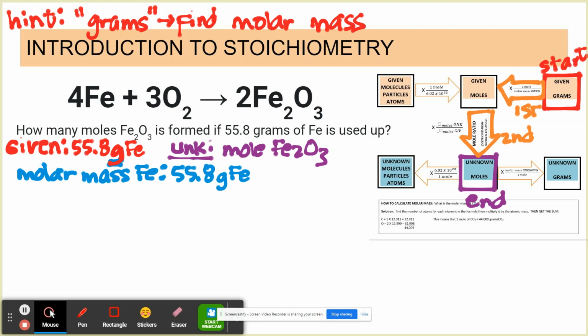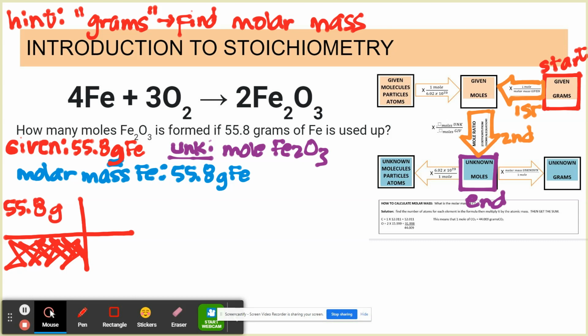So again, the first thing you need to do is draw those boxes in squares. Draw the quadrants. There's nothing in the first bottom box. There's nothing here. And the given goes in the very first top box, which is 55.8 grams of Fe. You see it? All right. So we're done with the given. You should know, again, guys, that the first top box is always the given in the problem.